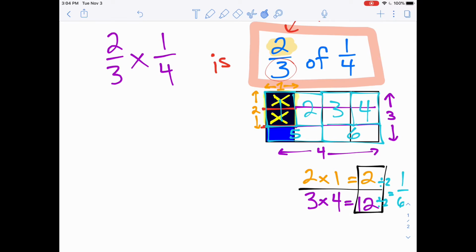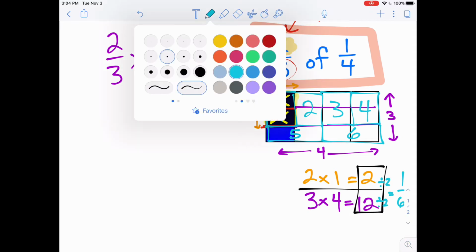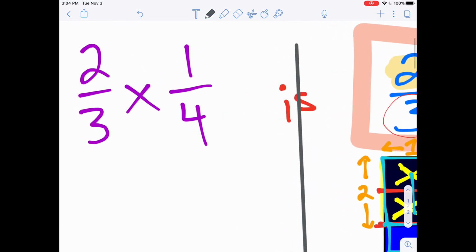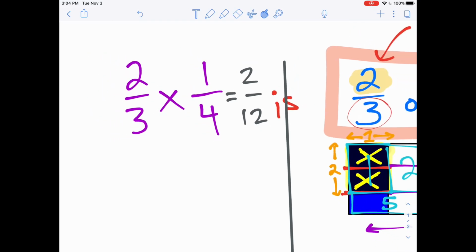But sometimes you get some fractions that are just kind of crazy to do. So let's look at what it would look like if we decided not to draw a picture. If we decide not to draw a picture, what I need to do is multiply across. Okay, that's not so bad. 2 times 1 is 2, and 3 times 4 is 12. Boom, I'm done, except I need to simplify.